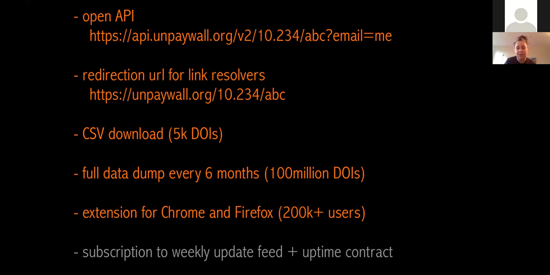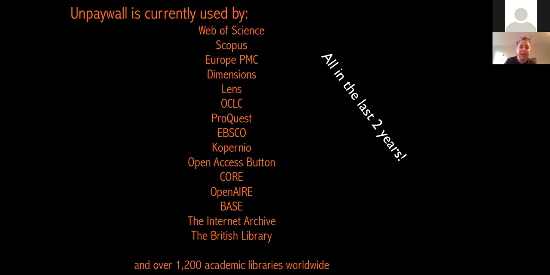We don't actually have very many customers, but the ones we have are mostly large. And so that's worked out really well and funded all of this openness for everybody else. And so Unpaywall is currently used by, again, all of these people. And frankly, some of them are customers, they're paying customers, and some aren't. So Europe PMC uses us just based on the open API. Whereas, as I said, Web of Science and Scopus are actually paying customers.